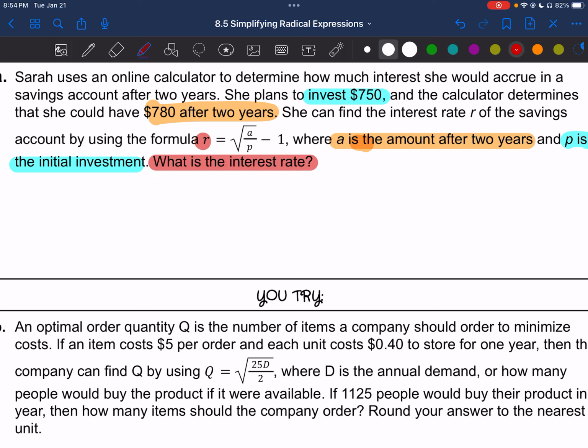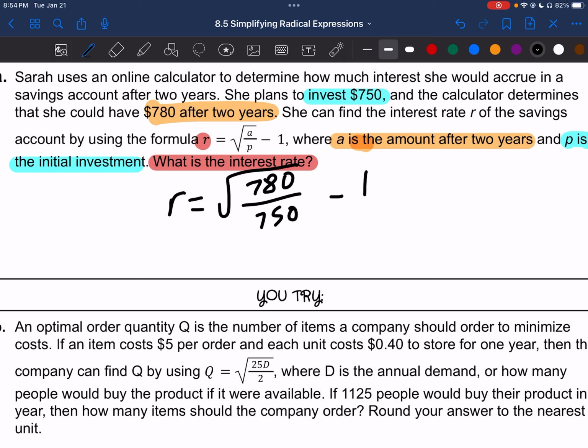R. So R is our unknown. So let's figure this out. We are going to just start by substituting into our equation. So we have R is equal to the square root of A, 780, over P, 750, and we're subtracting 1.